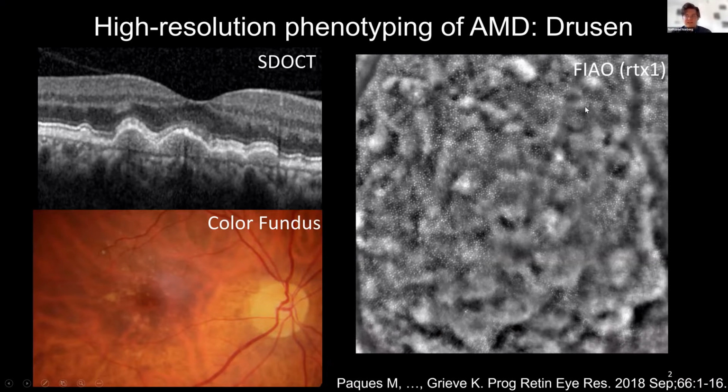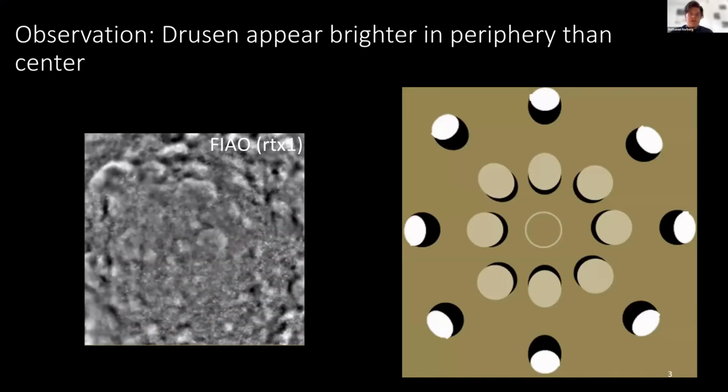So we developed a new method to study gaze variations in AO. We started with an observation that drusen appear brighter in the periphery than they do in the center. And you can see that schematically represented over here on the right.